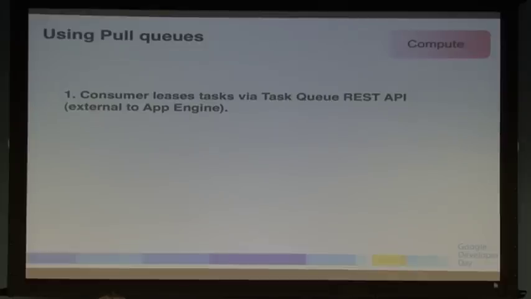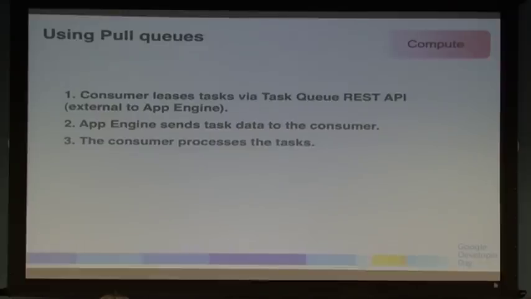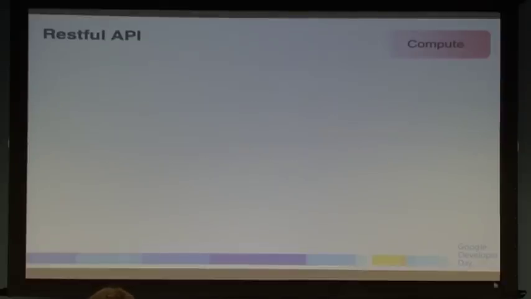So to use pull queues, I just want to walk through some of the steps. We talked about how the task consumer leases it via the REST API. I will show you. Then App Engine sends the task. The consumer pulls it, does its work, and then it goes back to App Engine and deletes it and says, I'm finished, I've completed the work. So that's how pull queues work conceptually.